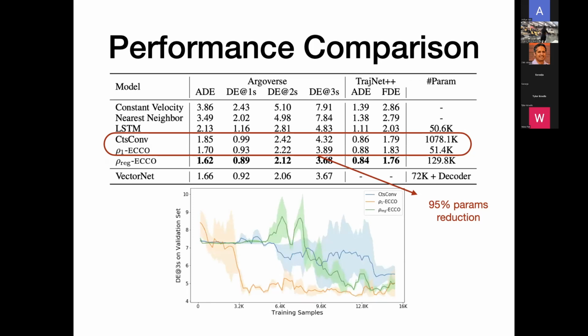Here is the training curve, a learning curve over the number of examples, and we compare with continuous convolution in blue. This is the prediction error on the validation set. We can see that this model actually leads to 80% data reduction because of introducing symmetry as an inductive bias.